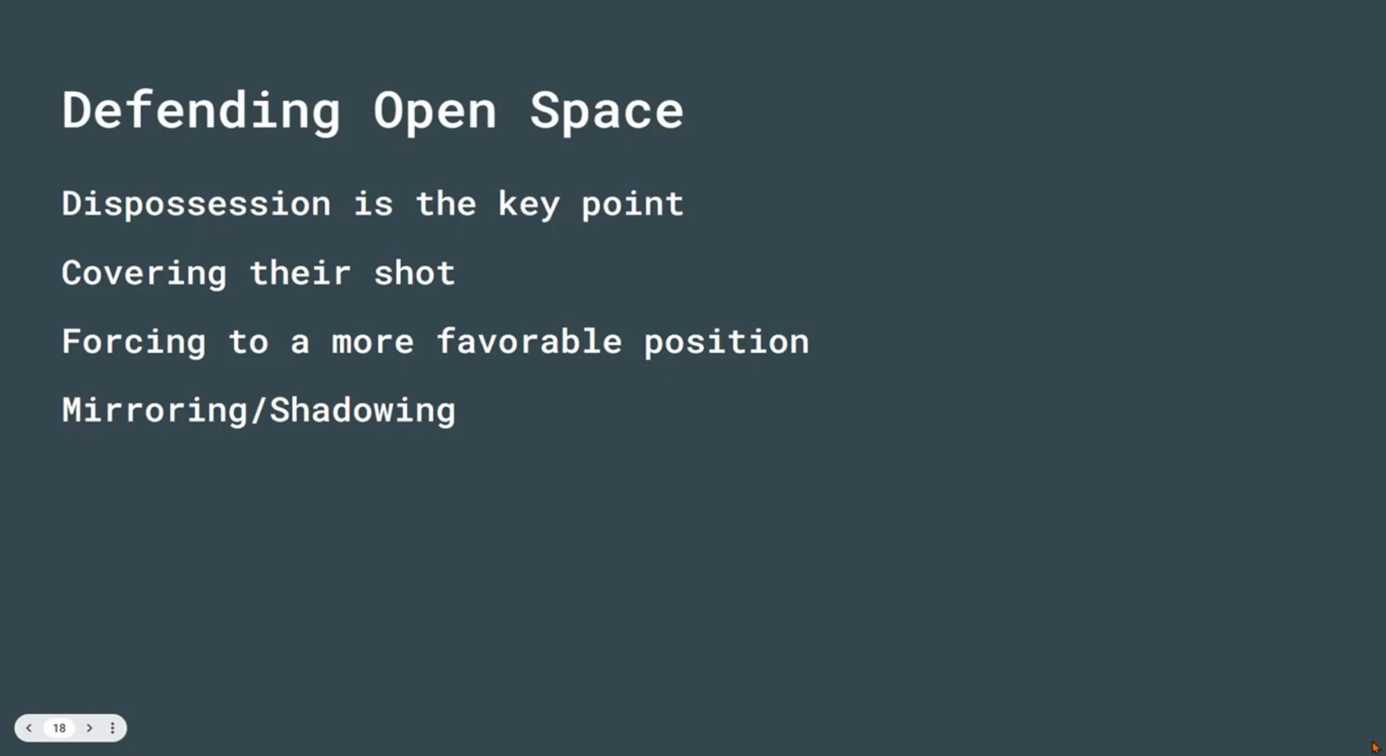Mirroring and shadowing are my favorite ways of defending open space. There's a lot of different ways to do it. In 2s and 3s, when you have teammates, it's better a lot of the time to just force and stagger the defense in a way to try to dispossess the opponents. My favorite is mirroring or shadowing. I'll make a video on that eventually.